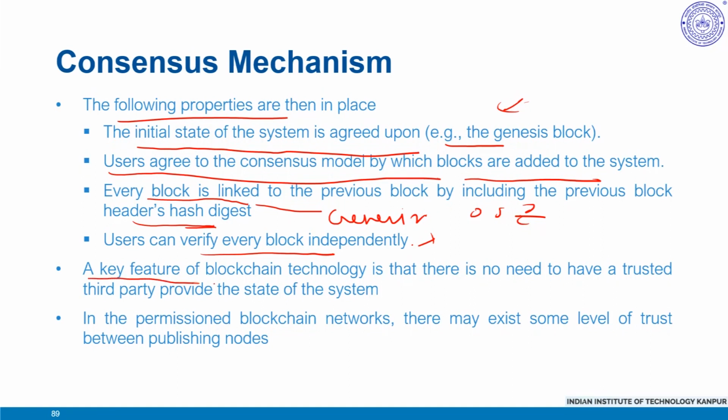Now, a key feature of blockchain technology is that there is no need to have a trusted third party or central party to provide the state of the system, because every user within the system can verify the system's integrity. To add a new block to the blockchain, all nodes must come to a common agreement over time. However, some temporary disagreement is permitted.